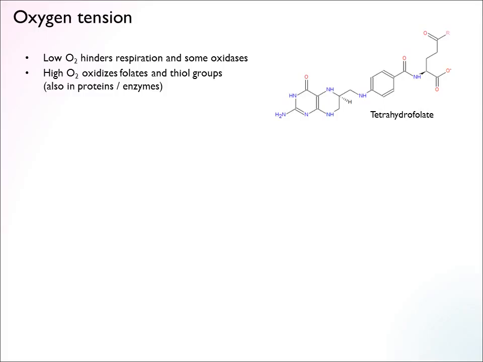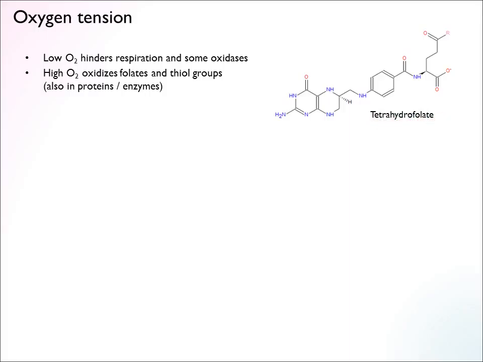So there's a double-edged sword with oxygen. If you have too little oxygen, it will of course hinder respiration. So you will have very glycolytic cells, or they might not survive at all. There are also some oxidases in some metabolic pathways that are dependent on oxygen themselves, so they could be blocked. Cholesterol synthesis, for example, requires oxygen. There's an oxidase step that needs that. So that can be blocked. But if you have too high oxygen, you can start oxidizing some molecules that are important for cells. So this is usually called oxidative stress.